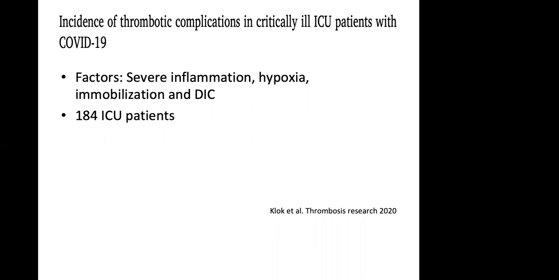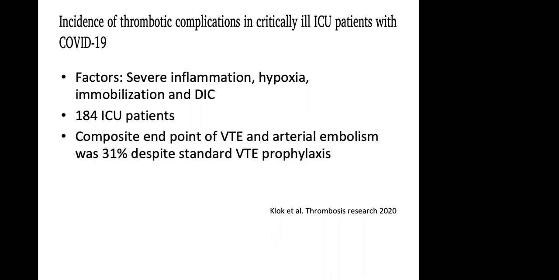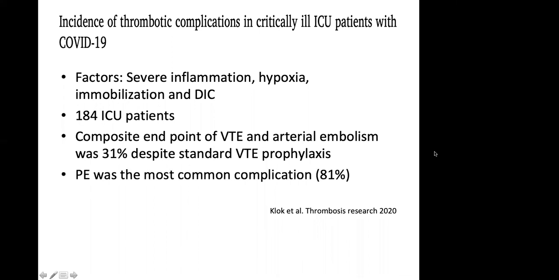This is a review that looked at 184 ICU patients. They had a composite endpoint, so they wanted to look at any thrombotic complication, whether venous or arterial. In total, there were 31% documented complications, despite standard prophylaxis in all 184 patients. PE was the most common complication at 81%.